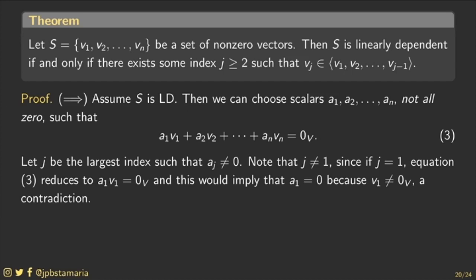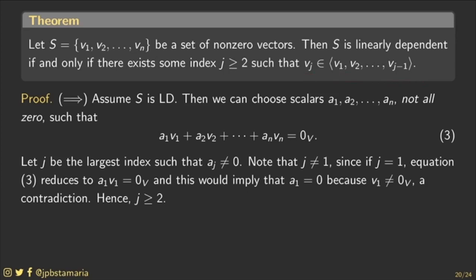Right? I mean, it forces A1 to be 0 because V1 is not 0. But that cannot be the case, or that contradicts the fact that A1 is not 0. Therefore, J cannot be 1, and therefore J is greater than or equal to 2. Next, we show that Vj is in the span of the preceding vectors V1 up to Vj.